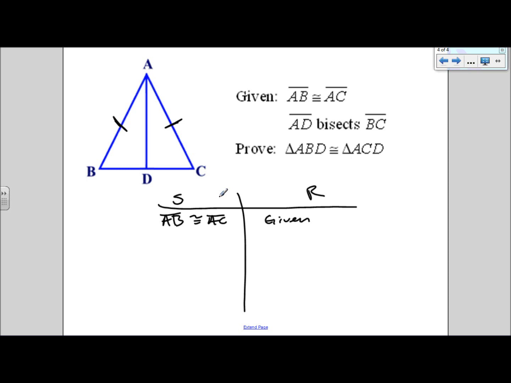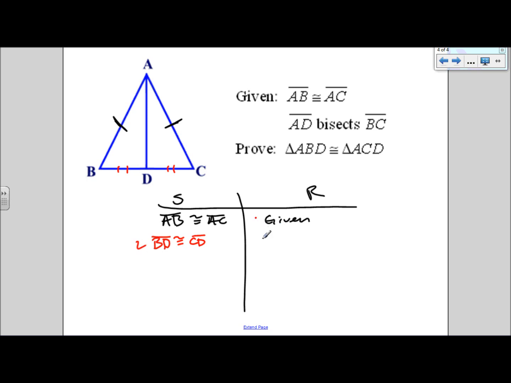Okay, AB is congruent to AC. And then they say AD bisects BC. And I want to think about what that gives me. Well, if it bisects it, it means this length is congruent to this length. But I don't write that as a given. I actually have a new statement. I say BD is congruent to DC, or CD, sorry.